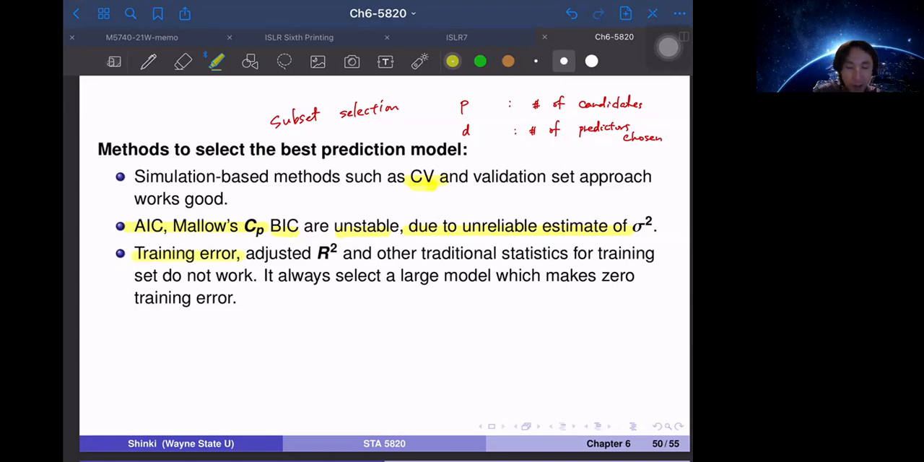And another thing, training error always gets smaller for a larger model, so we cannot use this for model selection. Adjusted R square is the adjusted version. At least it penalizes a large model, but still it does not work well to choose the model. Usually it selects a larger model than the optimal one.